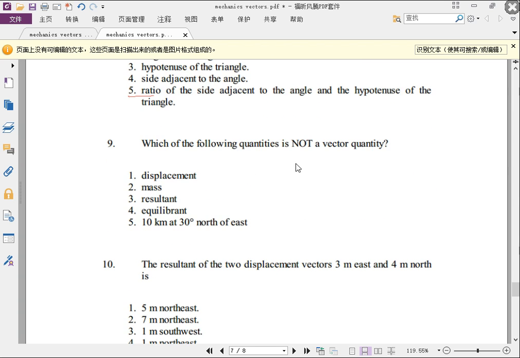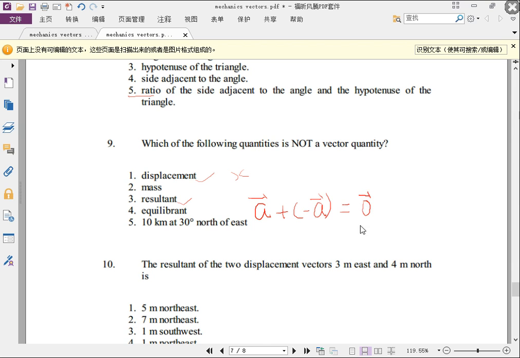Which of the following quantities is not a vector quantity? Displacement is, of course, a vector. Resultant, which is, of course, the sum of several vectors, is a vector. Equilibrant. Okay, equilibrant means that you have A, and maybe you have negative A, and the sum is 0.